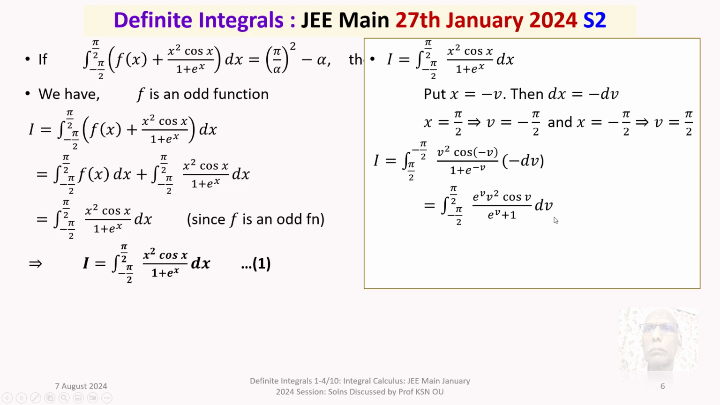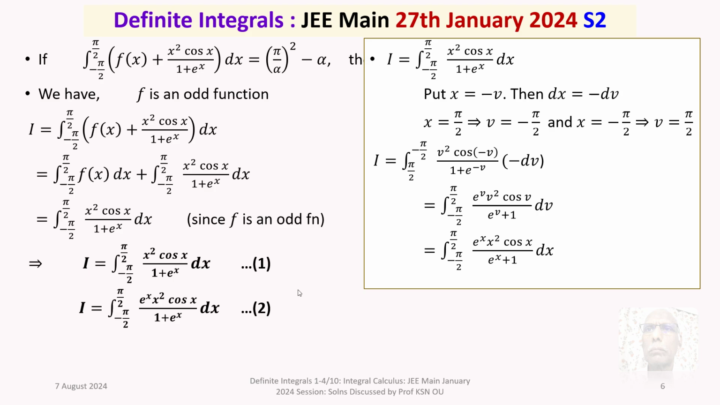Right. So this is none other than integral minus pi by 2 to plus pi by 2 of e power x square cos x by e to the power of x plus 1 dx. That is I. Let's write down here. So this we have written here. This is 2. So if you add, you will get a numerator 1 plus e power x, and there is a denominator 1 plus e power x, they cancel and something is coming out. So that we do in the next slide.